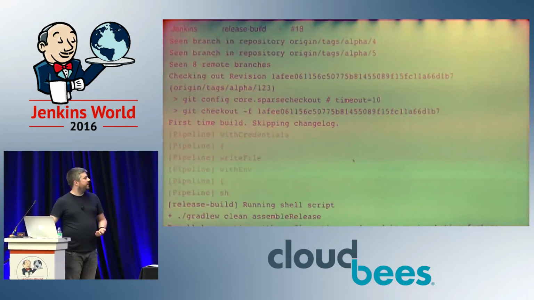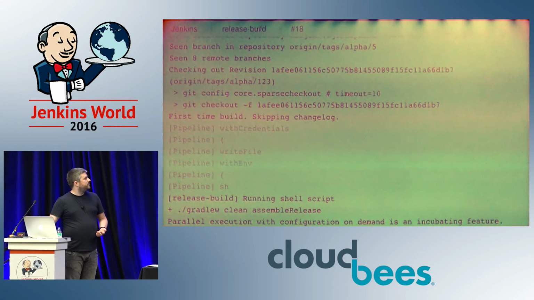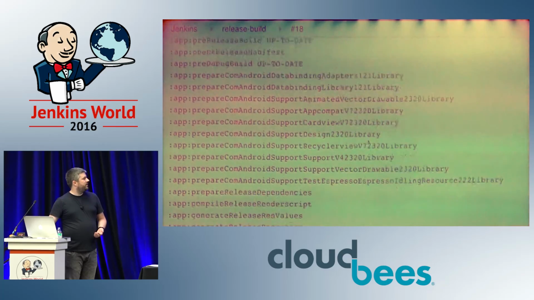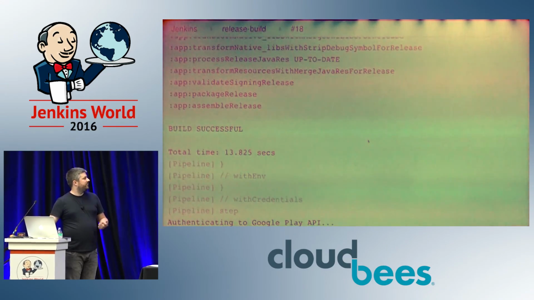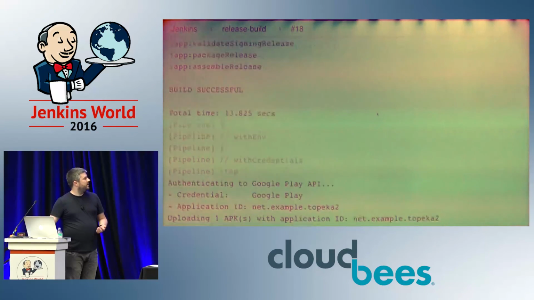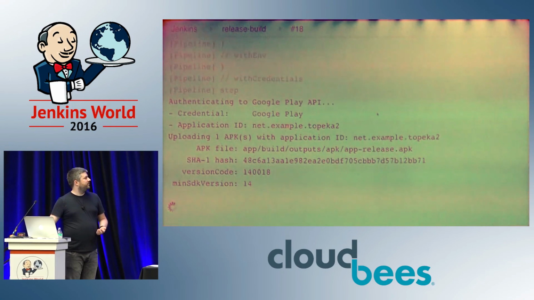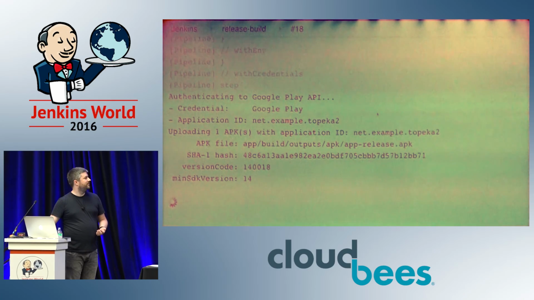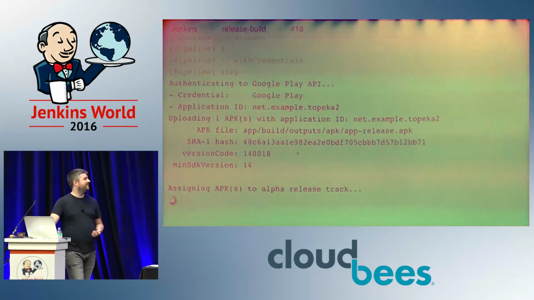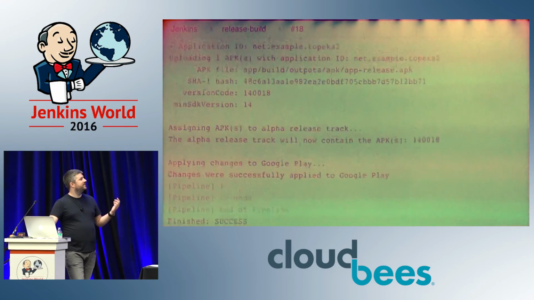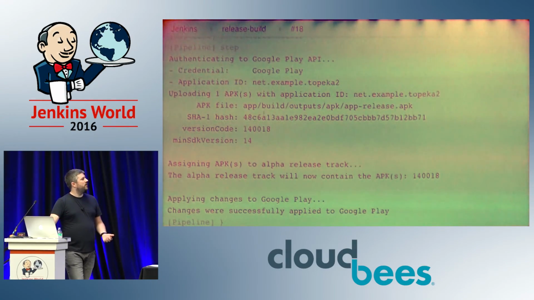It says, oh, hey, I found alpha/123 tag. I'm going to make sure there's an Android SDK available. I'm going to build. Build was successful. It was signed. And then here we go. So uploading to Google Play. Spinner. Interesting. Hey, success. Hooray.